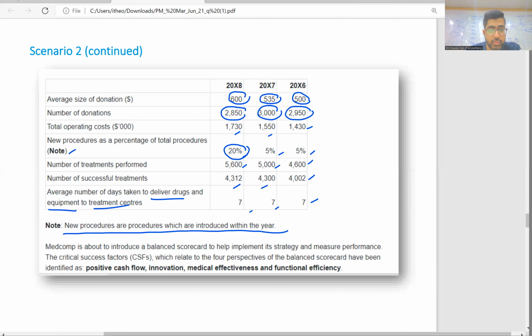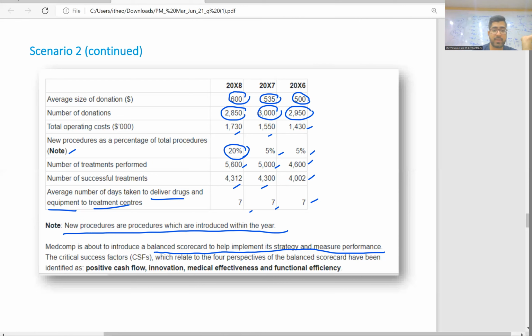Medcomp is about to introduce a balanced scorecard to help implement its strategy and measure performance. So it is introducing a balanced scorecard. The critical success factors. Critical success factors means those factors which are critical for success. Without that, you cannot be successful. Like for an educational institution, the critical success factor is the teaching quality and results. Without good teaching quality and results, you can't run. The critical success factor for a restaurant may be taste. That without taste, it cannot survive.